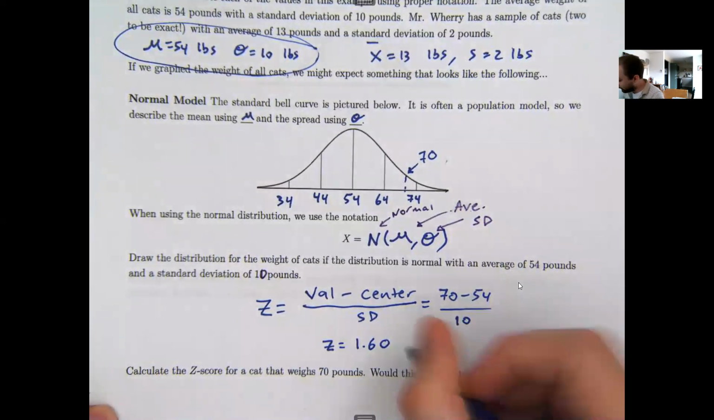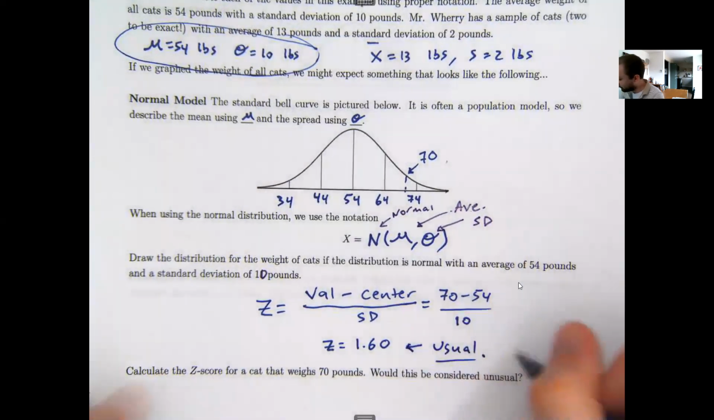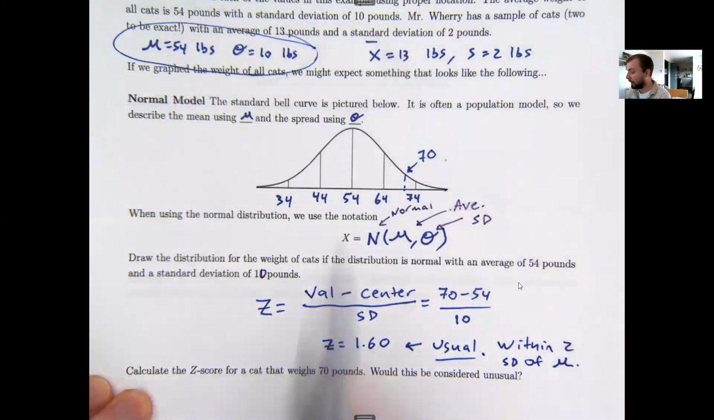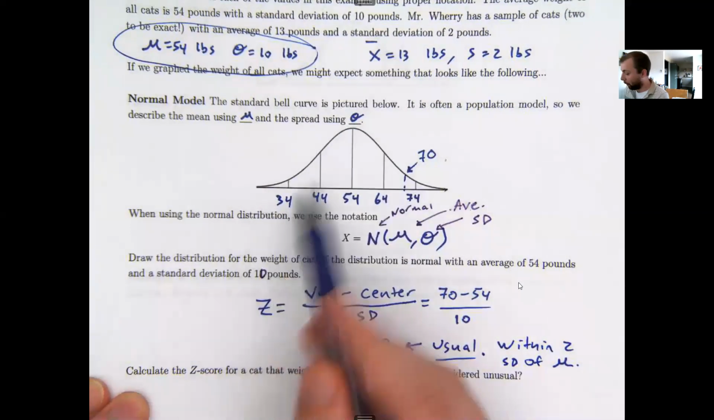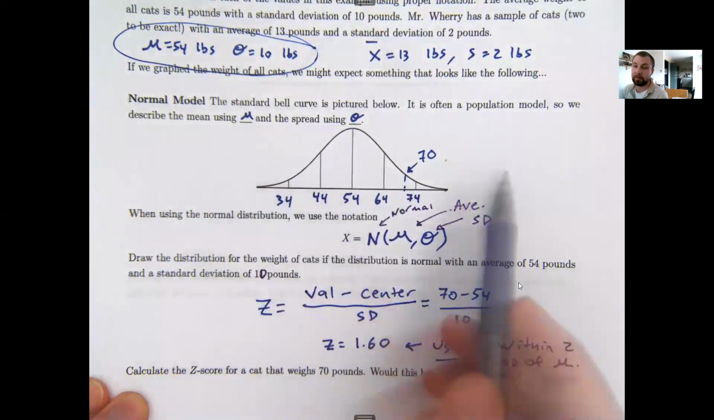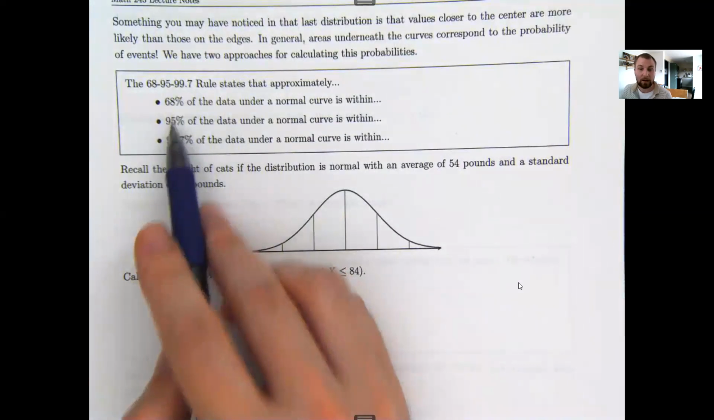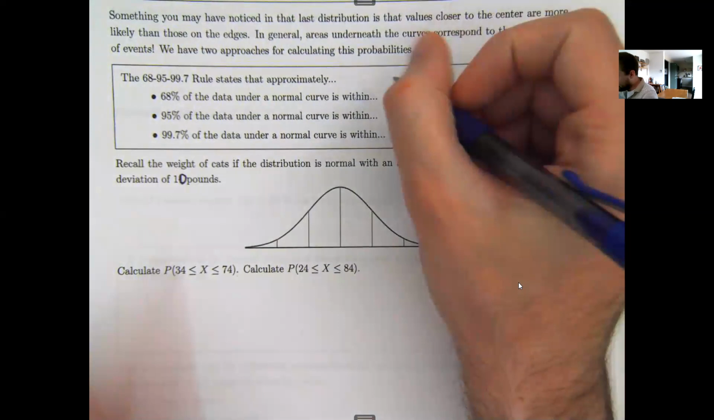And we said that this would be considered usual. The reason why it's considered usual is because it is within 2 standard deviations of the center. In general, there are really specific percentages of values that show up within 1, 2, or 3 standard deviations away. That rule is called the 68, 95, 99.7 rule. And it tells me the following.